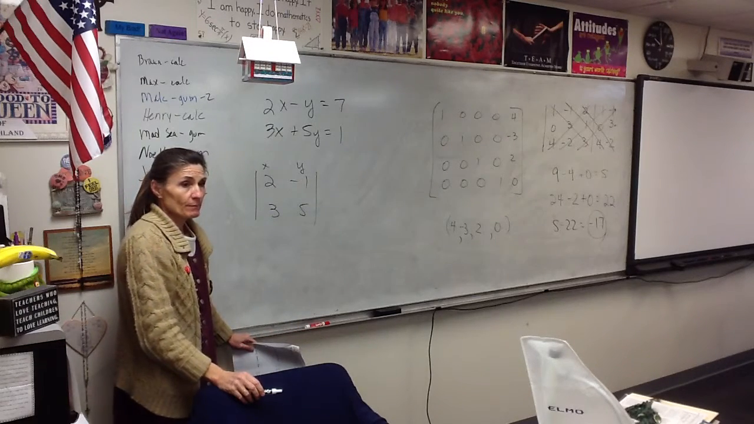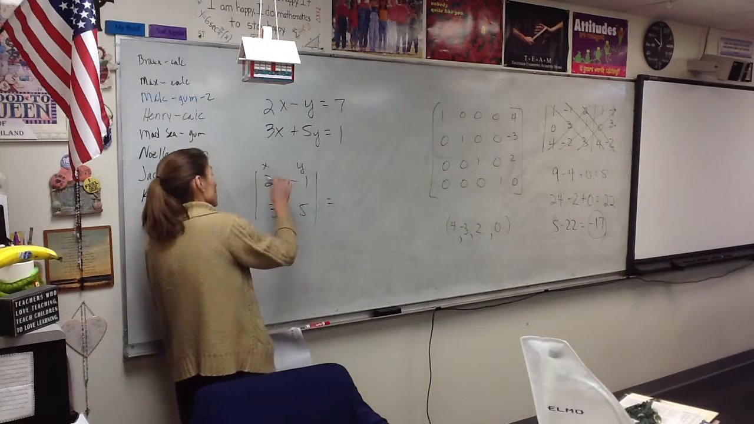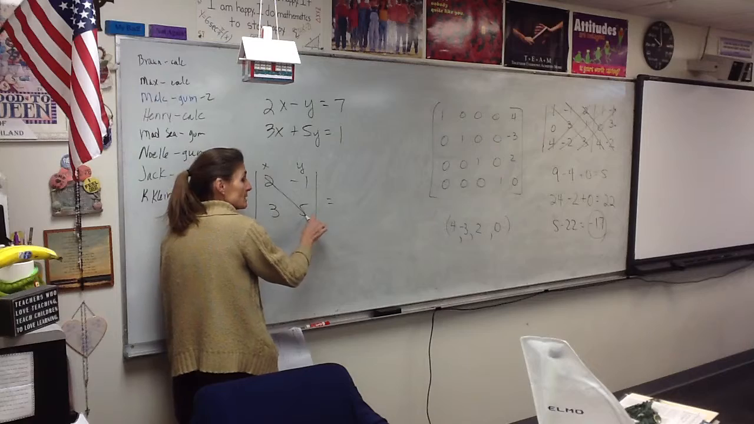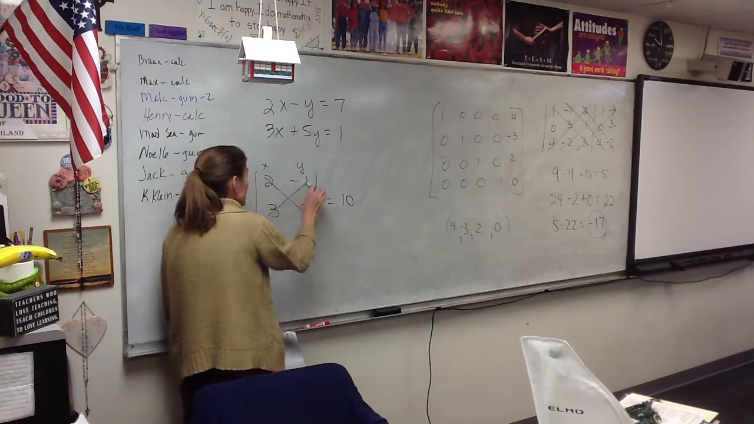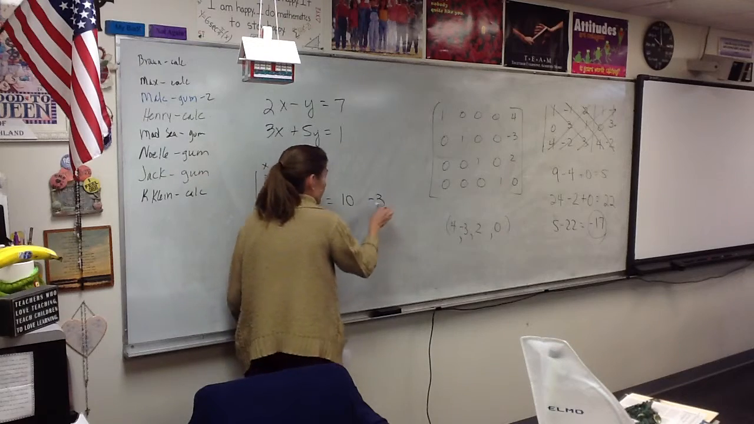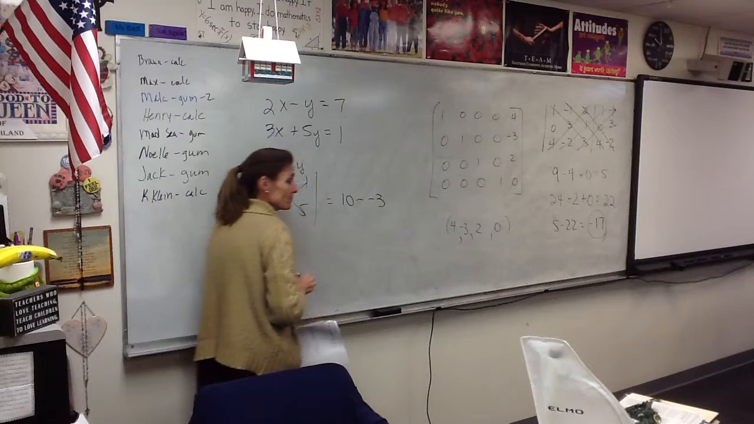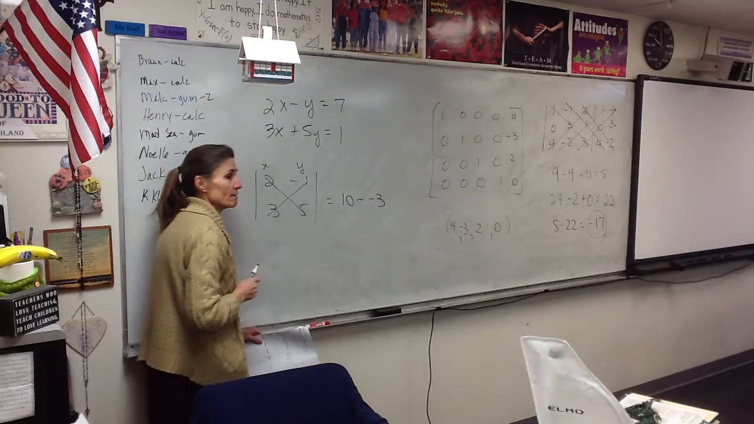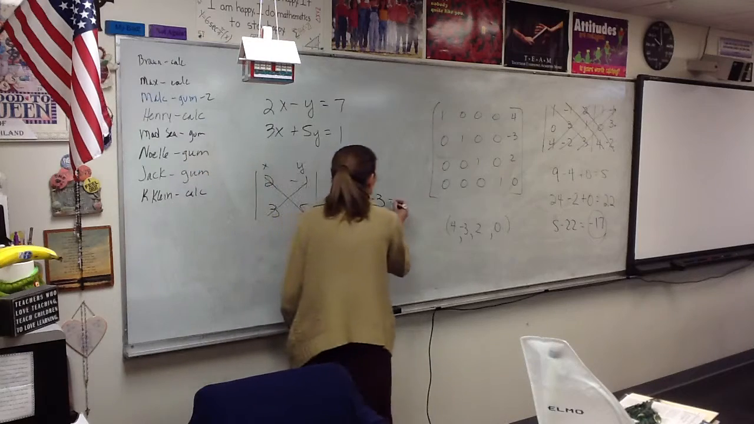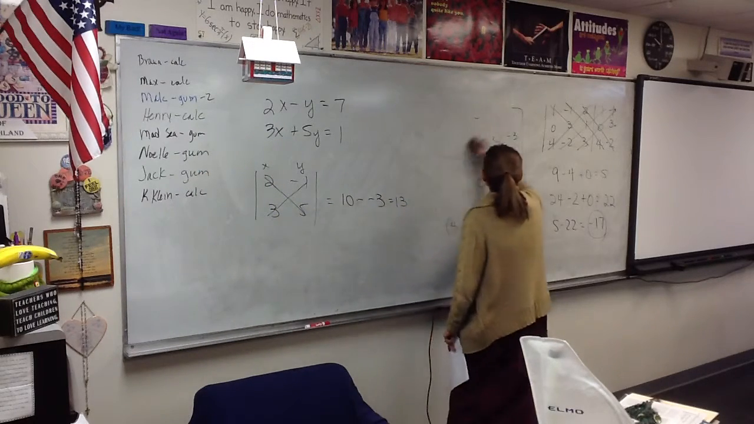Okay? Now we have to evaluate that. So remember how it works. We multiply these and get, we multiply these and get, and then what do we do with those 2 numbers? Subtract them. So it's 10 minus negative 3, which is 13. You always subtract them. Always subtract.